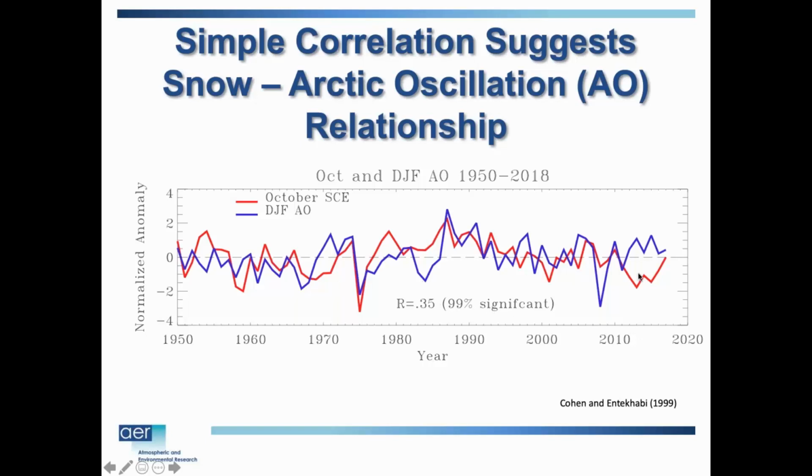But you can see that, really since 2000, after 2012, they've really gone their separate ways. So what is that? A lot of people say, well, okay, maybe the correlation between snow cover extent and the AO was just a random one. I mean, I don't agree with that. But definitely something strange has happened.